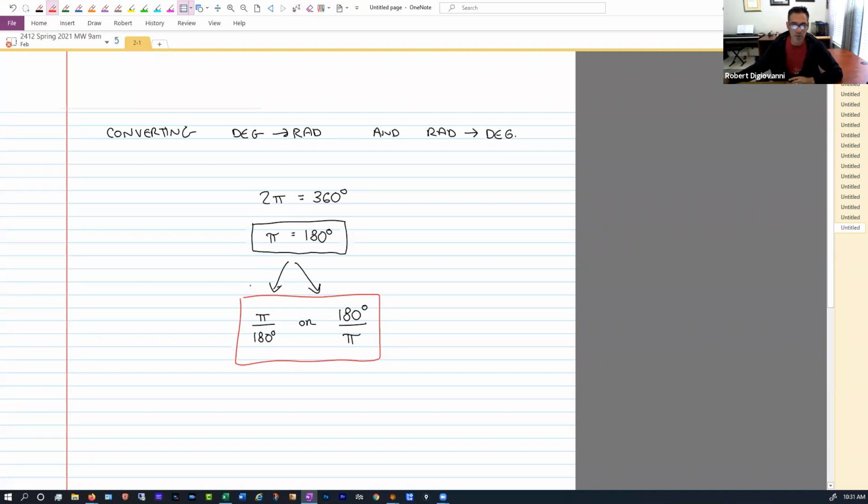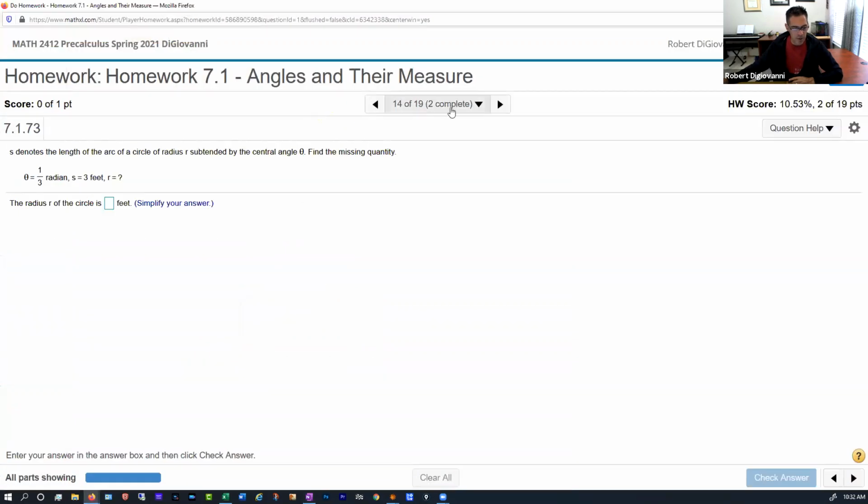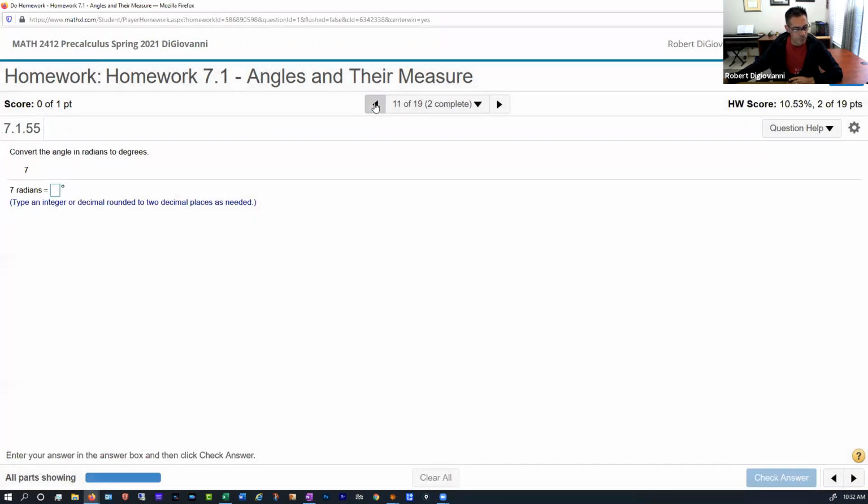What do you say we go and do the homework? You want to do the homework? Let's look at, I think I have some conversions here to do. Right, yeah, let's do this one. We're going to convert negative 85 degrees into radians, right? Into radians.